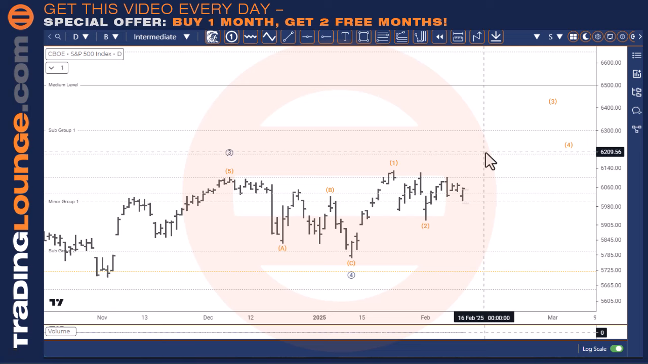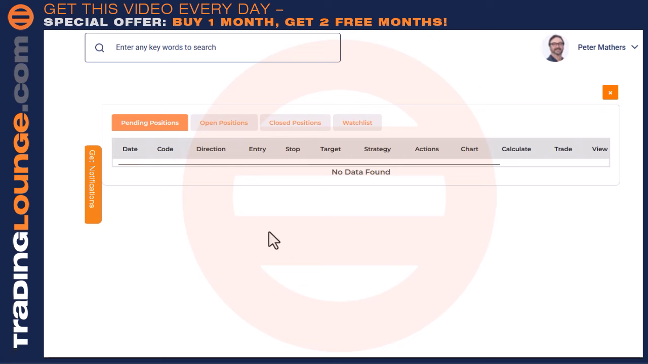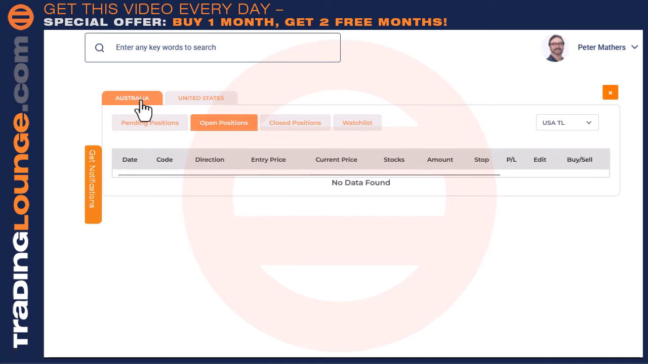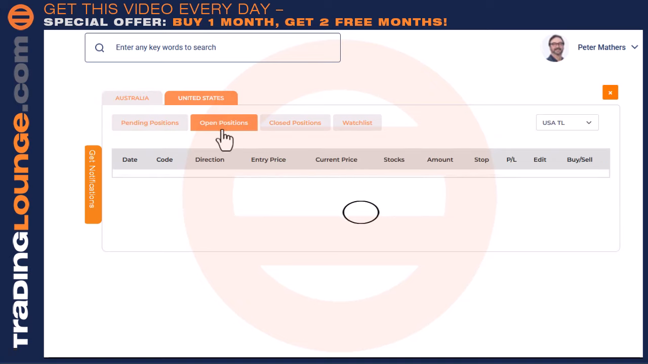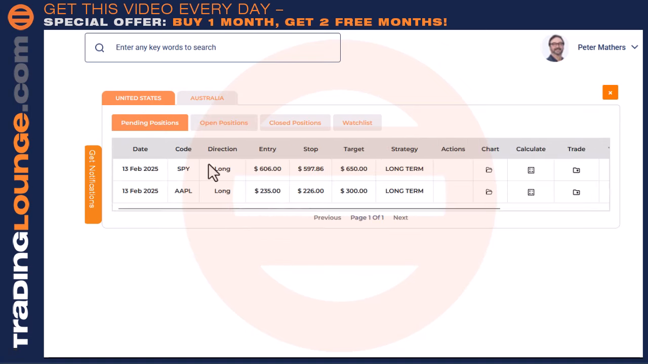Now, I will put a trade in, which I already have, into the portfolio. I'm putting it in there as the SPY. So this is just at the user side. I've got it here. So I'll put indice trades in here. These are open positions here, and pending positions for the US here.